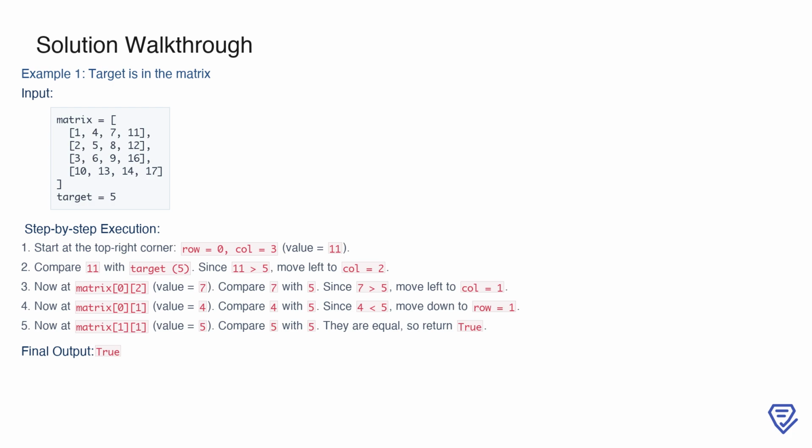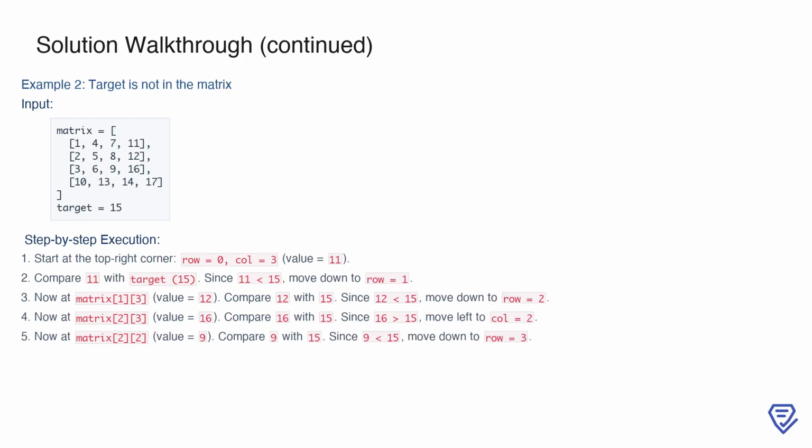Comparing 11 with 5, we see that 11 is greater than 5. This means any value below 11 in this column will also be greater than 5, so we move left to column 2. Now we are at 7. Again, 7 is greater than 5, so we move left again to column 1. Here, we find the value 4, which is less than 5. This indicates that we should look further down the matrix in column 1, so we move to row 1. Now we are at position row 1, column 1 with the value 5. Comparing this with the target, we find an exact match. Therefore, we return true, as the target exists in the matrix.